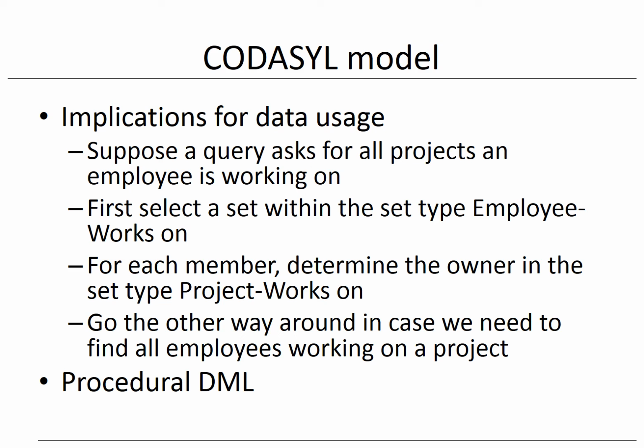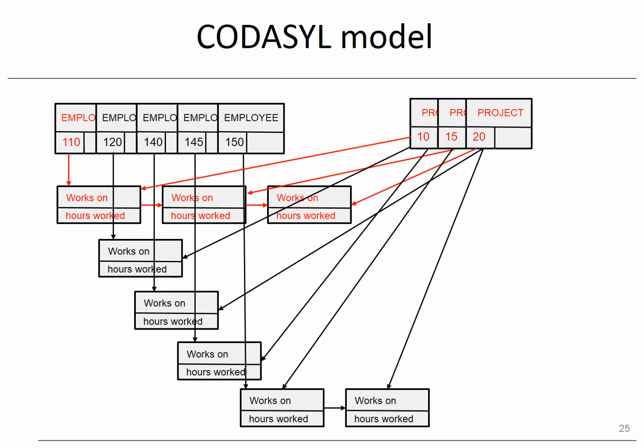In case another query asks for all employees working on a particular project, then we need to navigate the other way around. Again, this is an example of procedural DML, since we explicitly have to work out a procedure to solve our query by hopping from record to record, or in other words, working with one record at a time. Here you can see the navigation path followed, in case we are interested in finding all projects employee number 110 is working on.